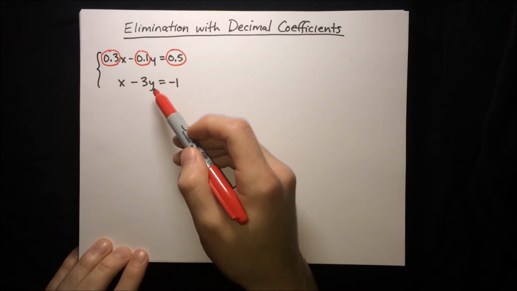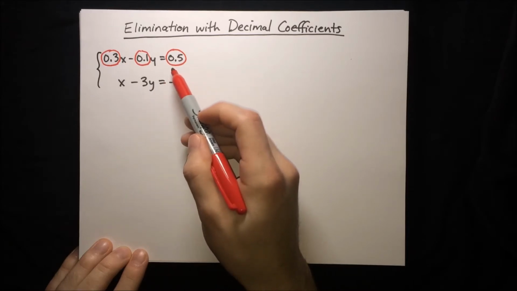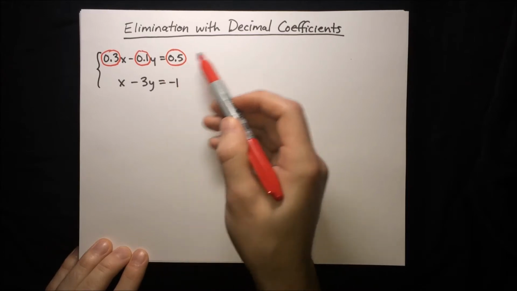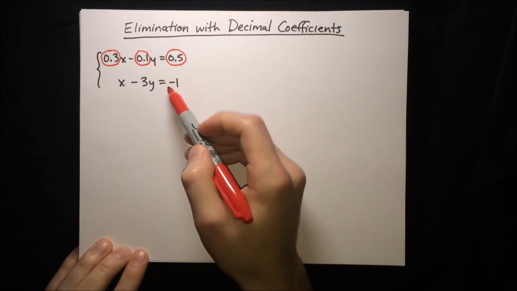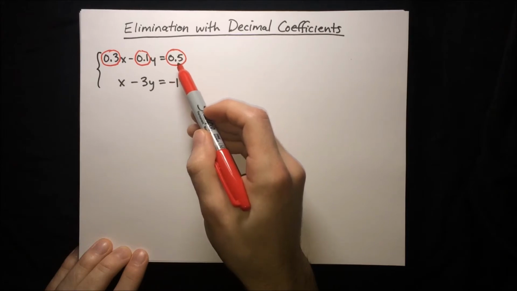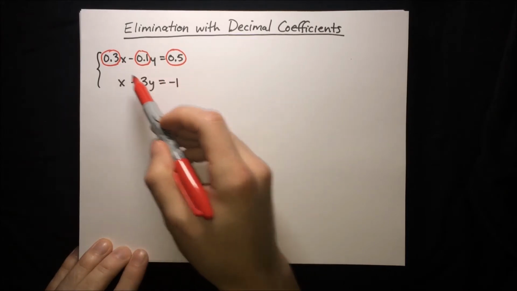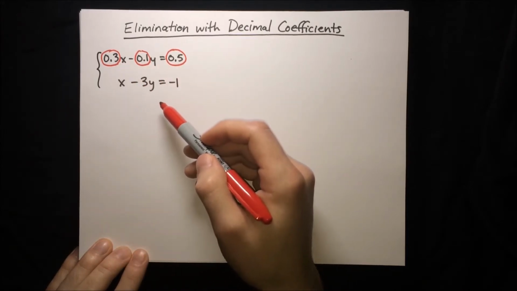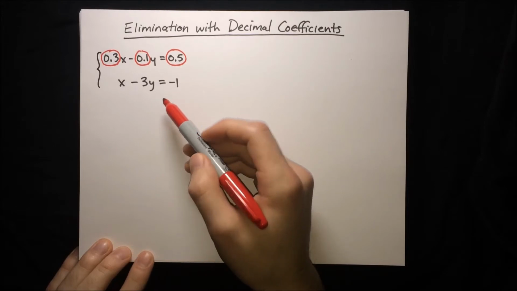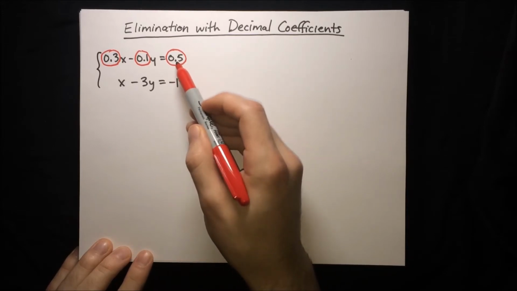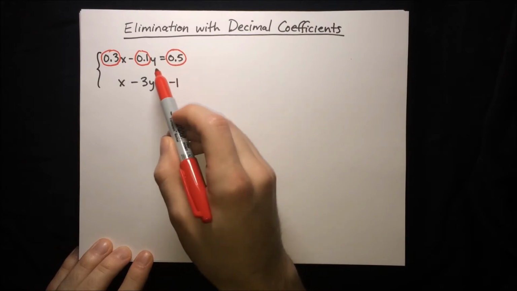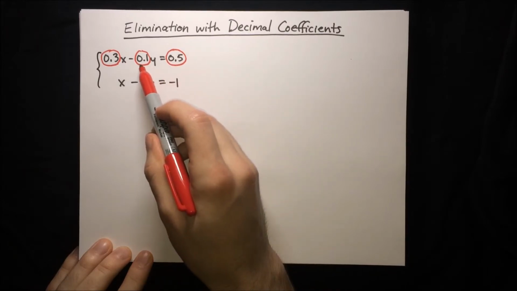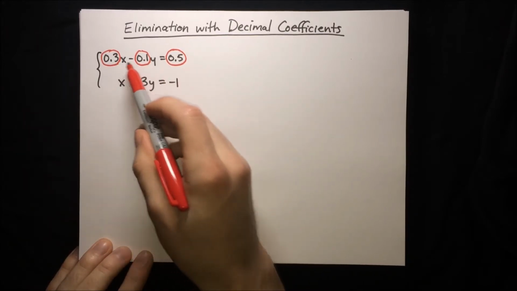In the past, we've worked with fractional coefficients, and we ended up just multiplying each equation by something to cancel out the fraction. And with decimals, it's a pretty similar idea. We just multiply each equation by something to cancel out the decimals. So what should we multiply by here? Well, to cancel out the 0.5, we could multiply by 2, but then that wouldn't cancel out the 0.1 or 0.3. We'd still have like 0.6 and 0.2.